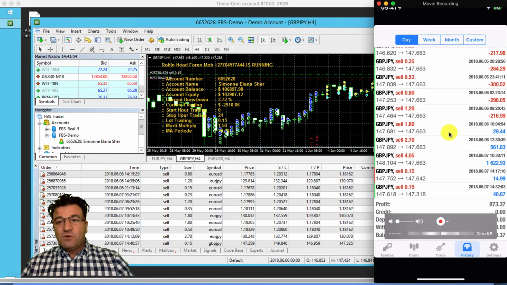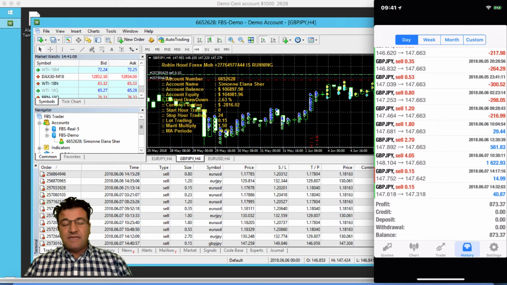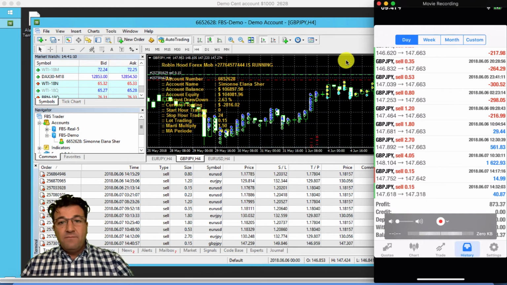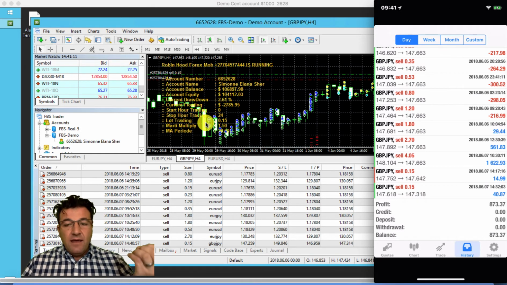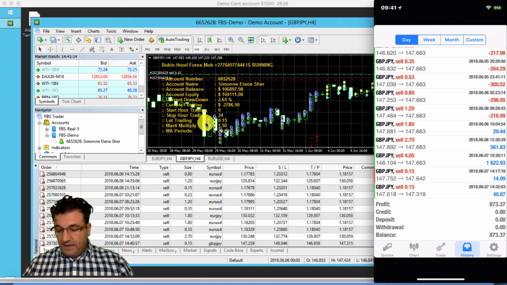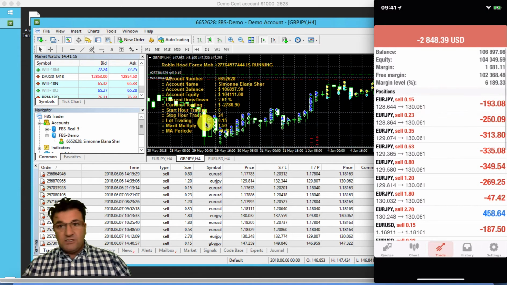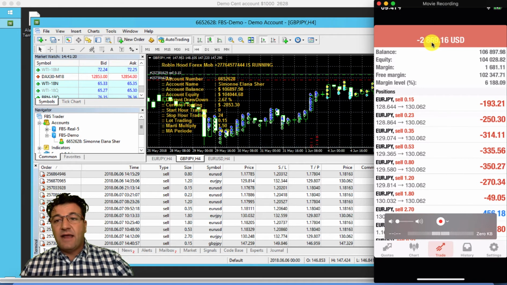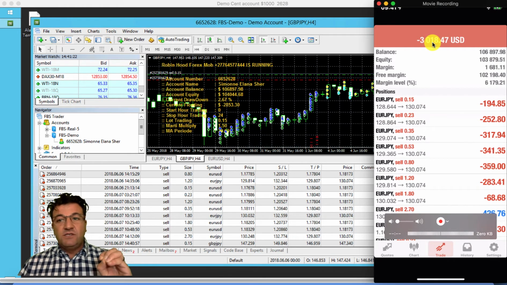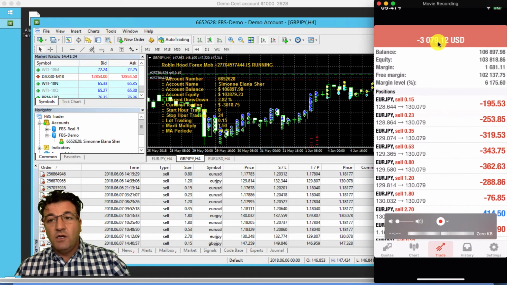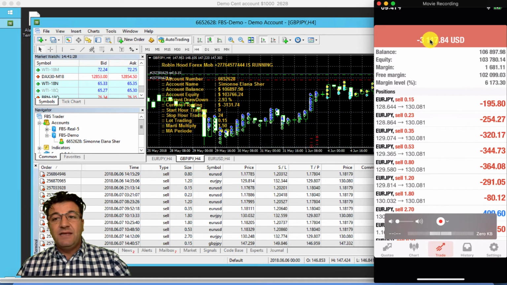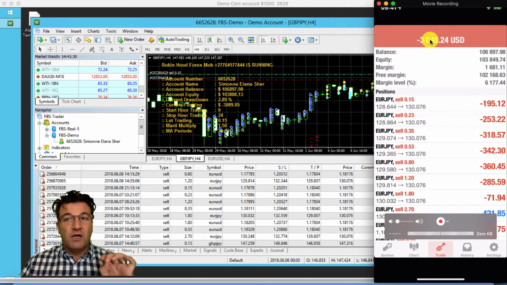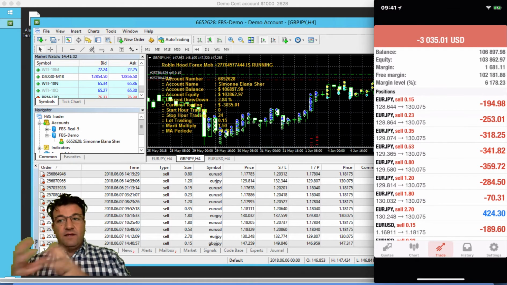Now, if this was a micro account, the drawdown would have been quite substantial. The drawdown is the amount of money that you have involved in the trades at the moment. As you can see at the top here, I've got minus 2,860. This is cents, so to get it to dollars, you move the decimal place 2 places to the left, which means I've actually got $31 involved in this trade.